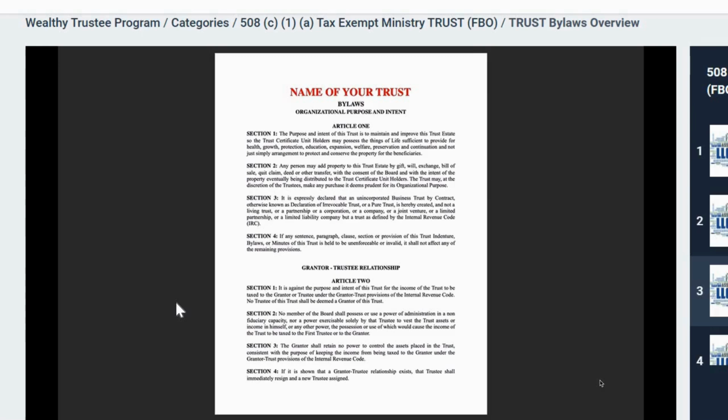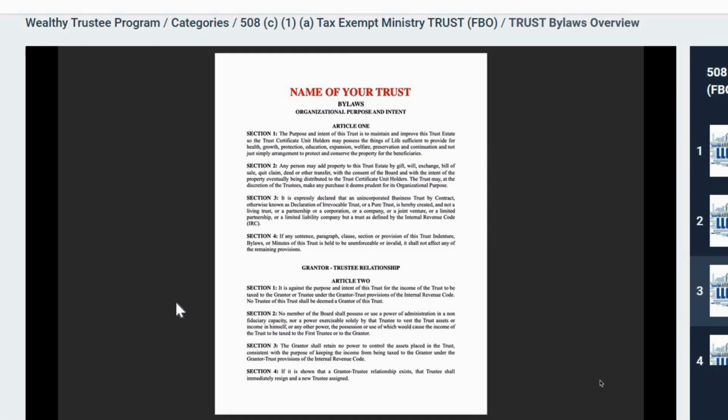Section 2 is any person may add property to this trust estate by gift, will, exchange, bill of sale, quitclaim deeds, or any other types of transfer. Okay, so that could be grandparents, that could be aunts and uncles. Let's say that they don't have anyone to inherit their property, then they can actually gift their property to your trust.